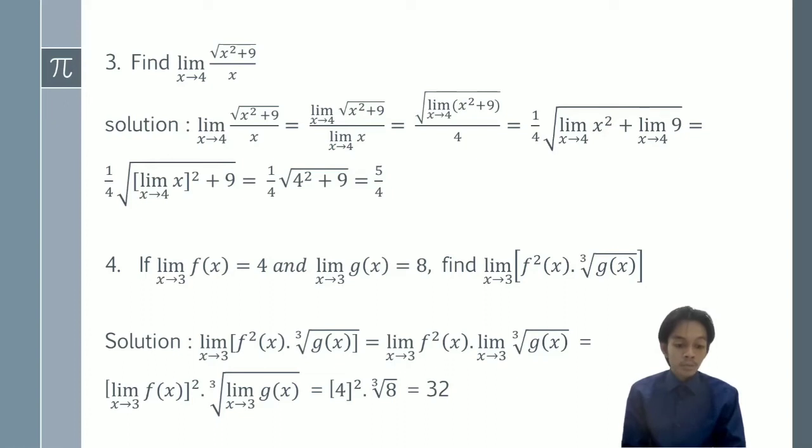Next, we can use theorems number 8 and 9, and we will get the limit of the function f(x) as x approaches 3, squared, times the cube root of the limit of the function g(x) as x approaches 3. And we know that the limit of f(x) as x approaches 3 is equal to 4 and the limit of g(x) as x approaches 3 is equal to 8. We can substitute them and we will get 4 squared times the cube root of 8, which is equal to 32. Okay, next.